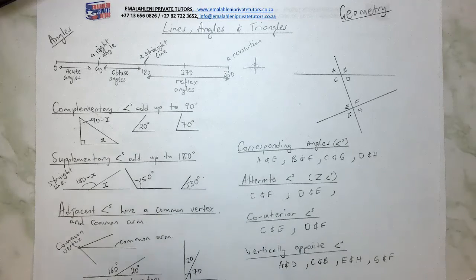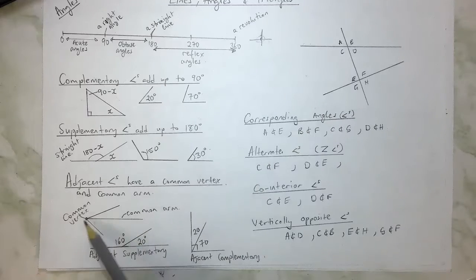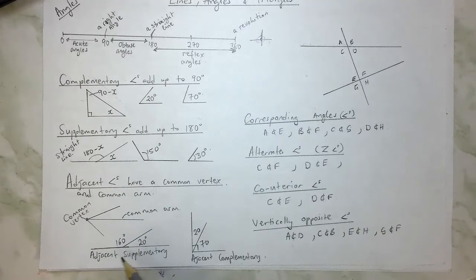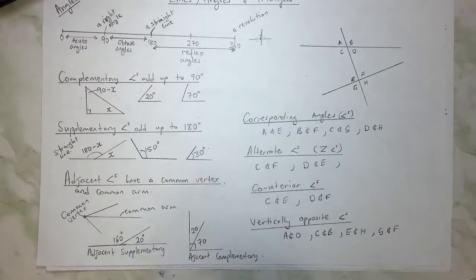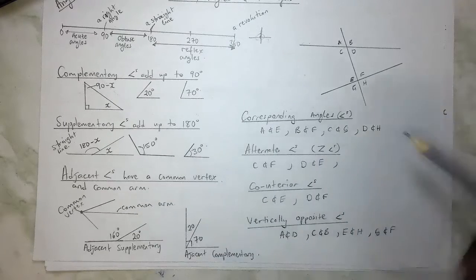Then adjacent angles. Adjacent angles have a common vertex and also a common arm. What we're referring to as the common arm and the vertex is this. They're starting from the same point here. Then we have, for example, adjacent supplementary angles in a straight line. Also on a right angle, we have adjacent complementary angles. So they add up to 180 and they are adjacent to each other.